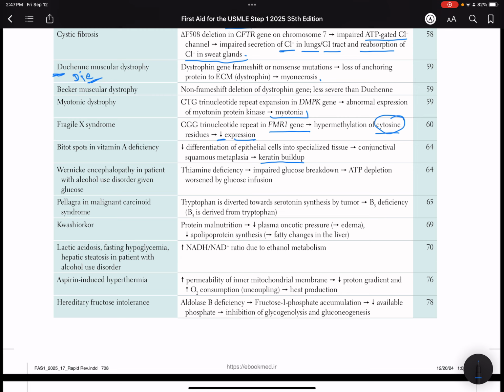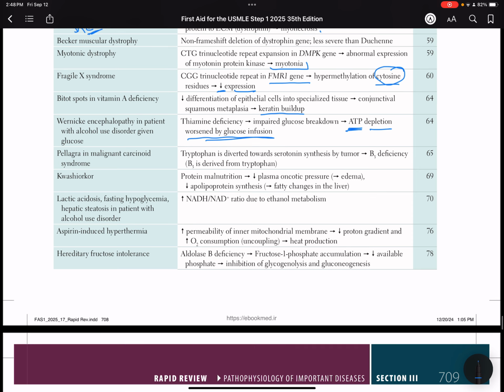Next is Wernicke encephalopathy in patients with alcohol use disorder given glucose. In alcohol use disorder, first you give B1, thiamine, for thiamine deficiency. So Wernicke encephalopathy happens when you give glucose before giving thiamine. Thiamine deficiency leads to impaired glucose breakdown. This leads to ATP depletion worsened by glucose infusion.